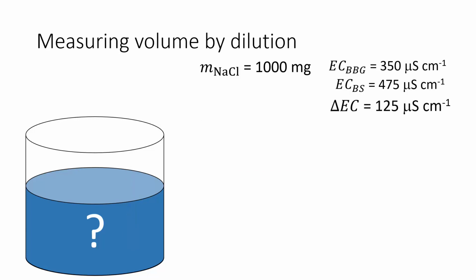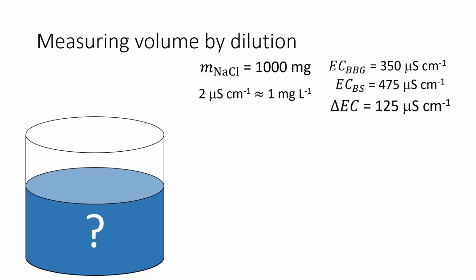Now what we're really interested in here is how much that mass of salt has changed the conductivity. Because if we can figure out from the change in conductivity the change in concentration, then we should be able to do some relatively simple algebra to figure out the volume of water that must have been in that bucket before we added the mass. So our change in electrical conductivity was 125 microsiemens per centimeter. I just subtracted 350 from 475.